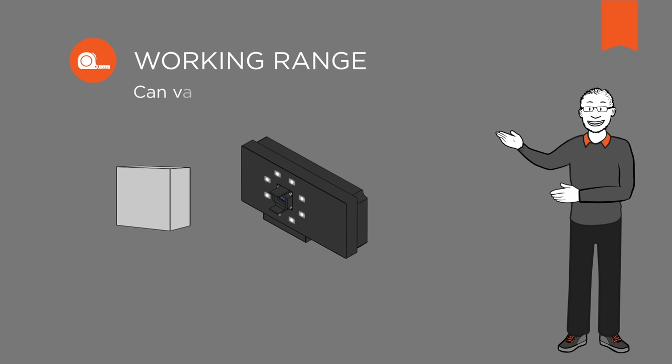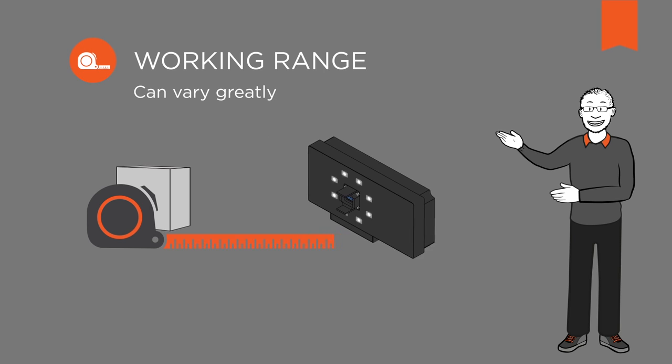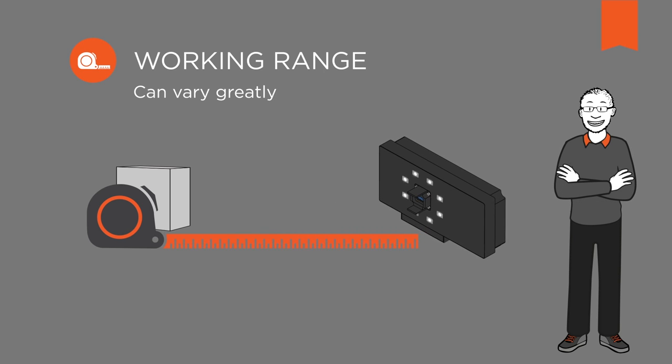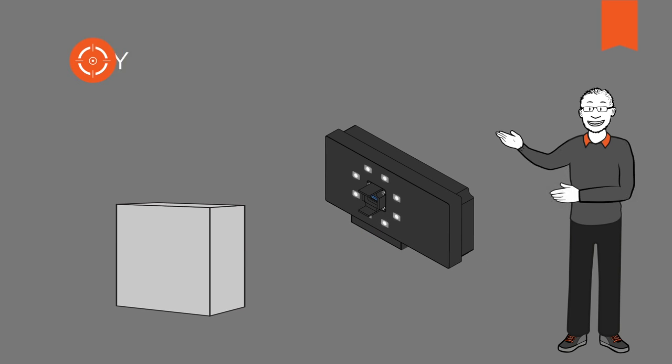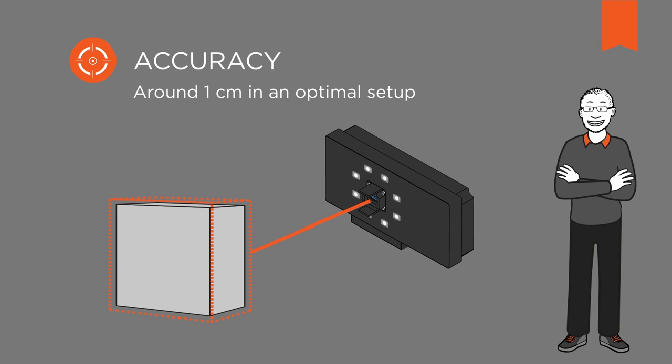Furthermore, depending on the manufacturer, the working range of ToF cameras can vary greatly. Also, the depth accuracy of this camera is still only around 1 centimeter in an optimal setup. But even then, there's no quicker way to capture 3D information.